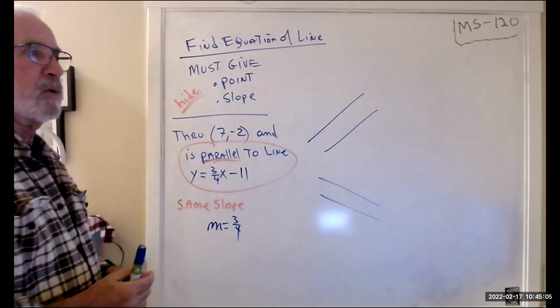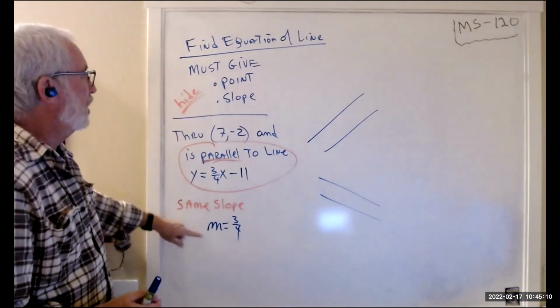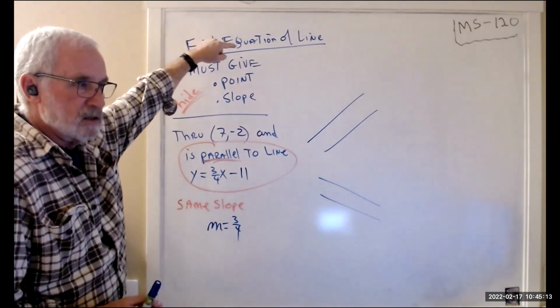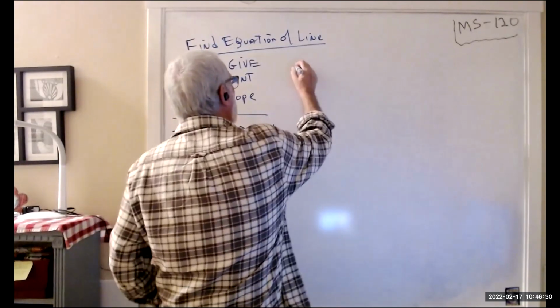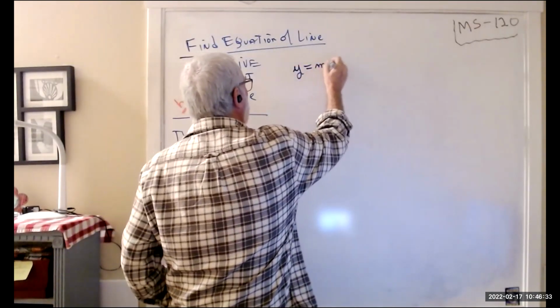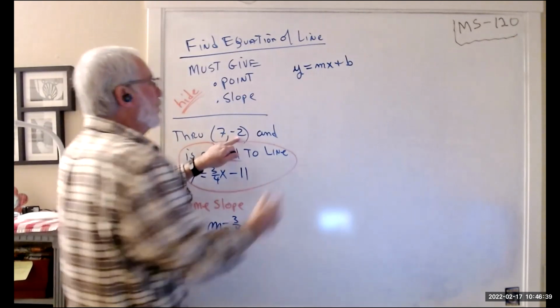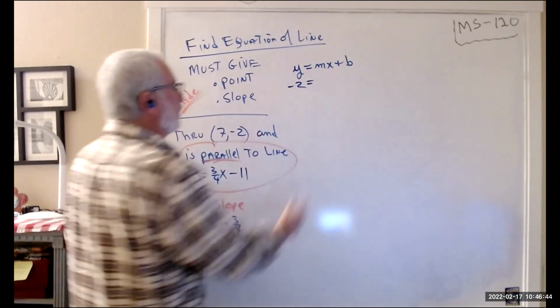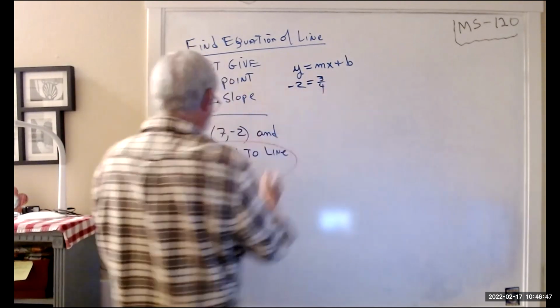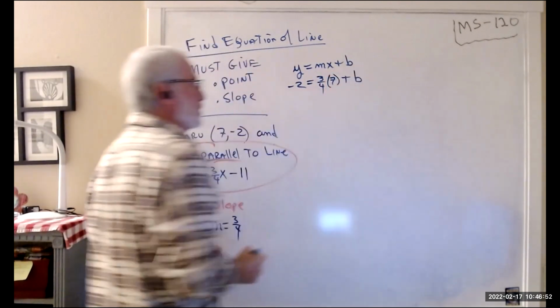Take a second. This will be a review of what we did last night. Now that we have a point and a slope, can you find the equation of a line? I'll pause and give you a minute to look at last night's notes. Last night, I said to start with this formula, y equals mx plus b, and plug in everything we know. The y value is -2 equals, the slope is 3/4, the x is 7, plus b, which is what we don't know.